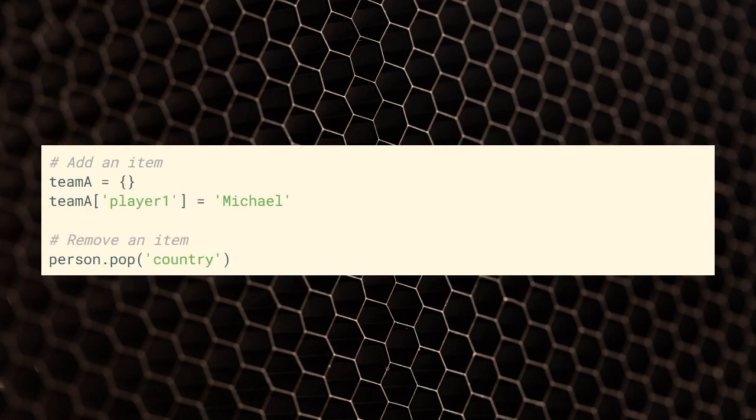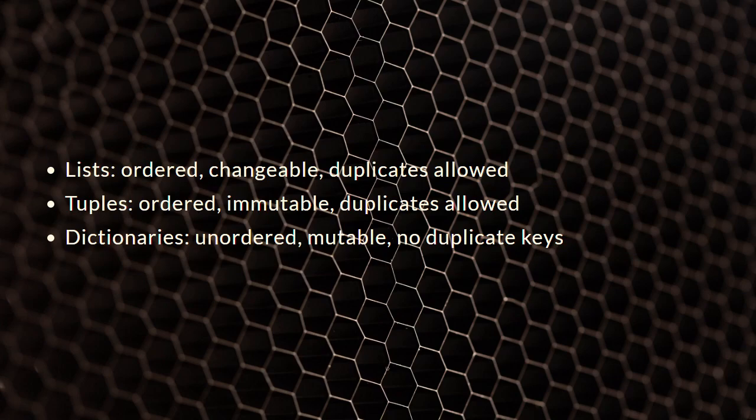To add an item to a dictionary, simply use a new key and assign a value to it. Removing an item is also very easy using the pop method. Let's compare the basic operations in lists, tuples, and dictionaries.